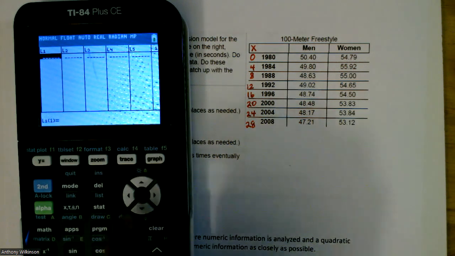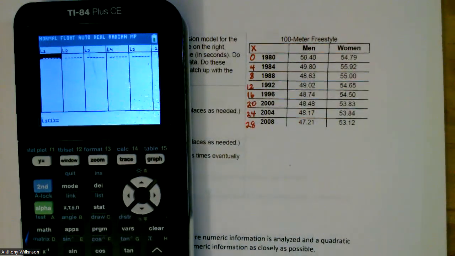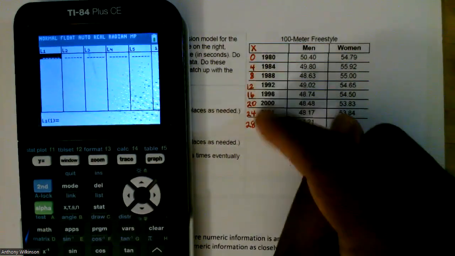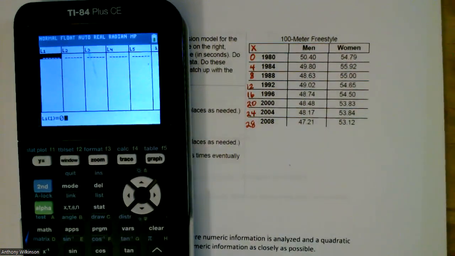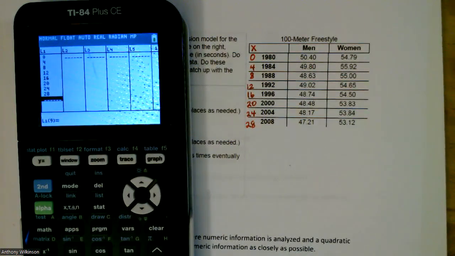But if I did, I would have to use my up arrow key, press clear, then enter to clear out any columns that I have values in them. Now, the years, which I converted from numbers from 0 to 28, I will enter in L1. So I'll start with 0, then 4, 8, 12, 16, 20, 24, 28. And you have to press enter after each one of those numbers.